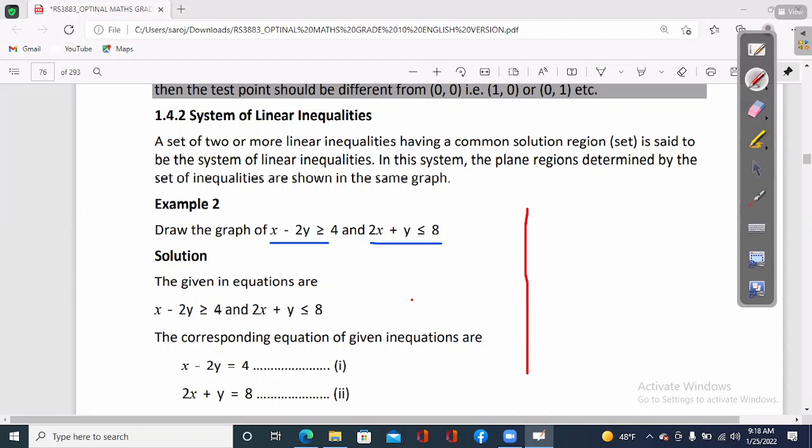Now, if you do in the graph, for the first inequality, it will be 4 here and it will be -2. The line will be like this way, all of you. And if you test the origin, it will be false. So it will be false means it will be away from the origin. This is the graph for the first inequality.